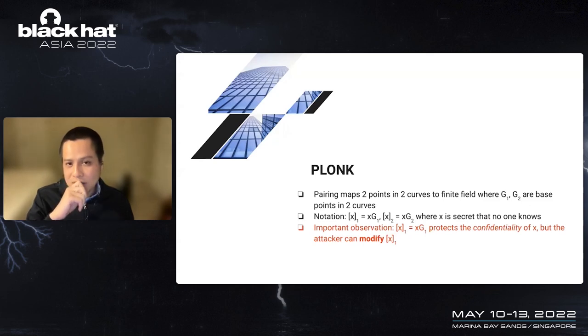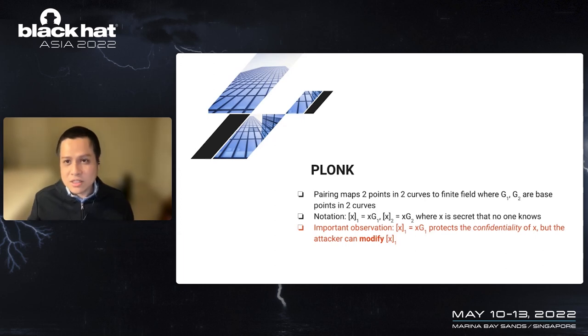So in PLONK, one special notation is it uses pairing, but the pairing actually maps two points in two elliptic curves to a finite field. And let's say G1 is the base point of the first curve and G2 is the base point of the second curve. And plug your special notation, basically [x]₁ equals x times G1 and [x]₂ equals x times G2, okay?